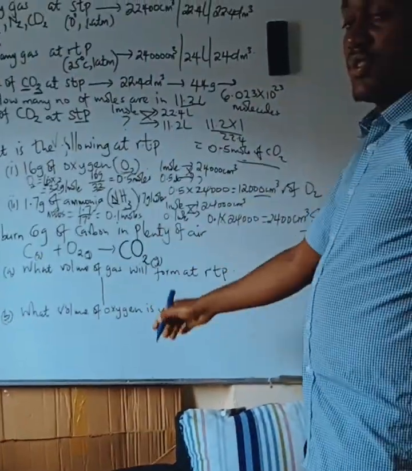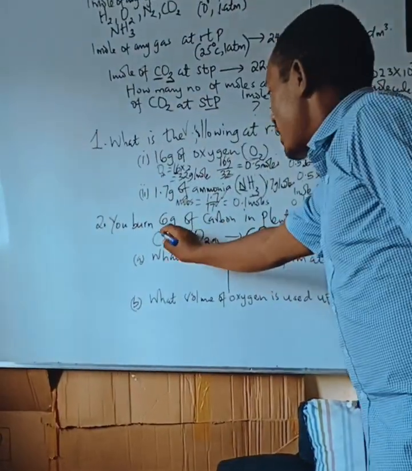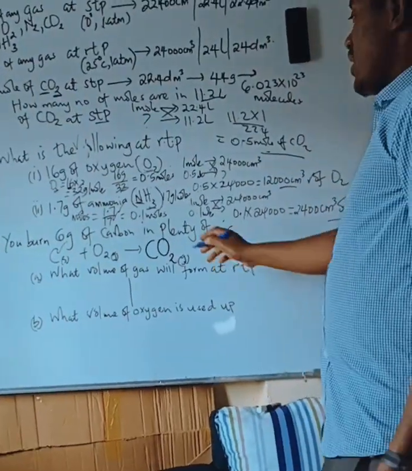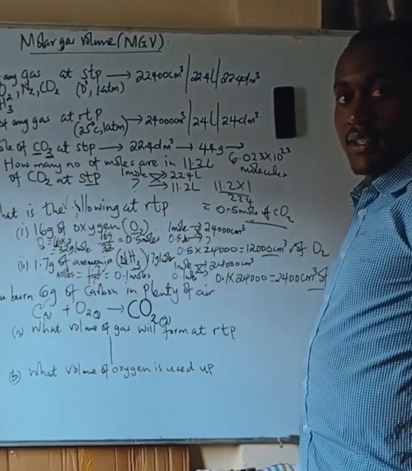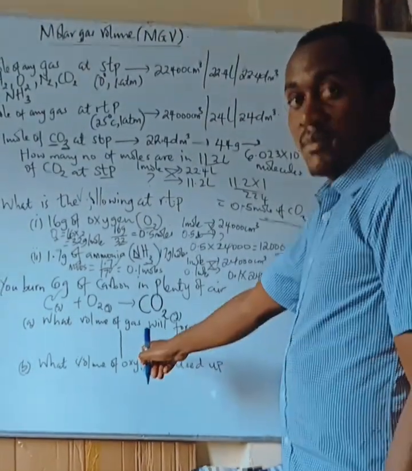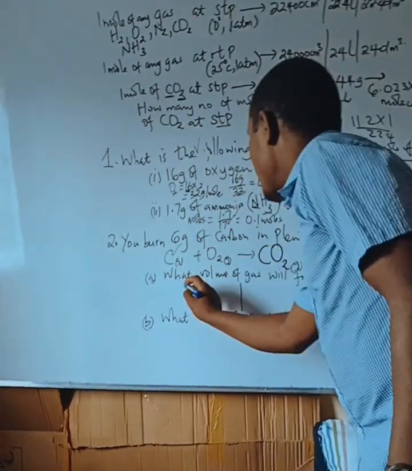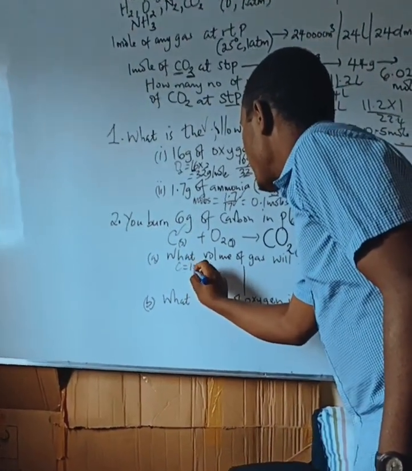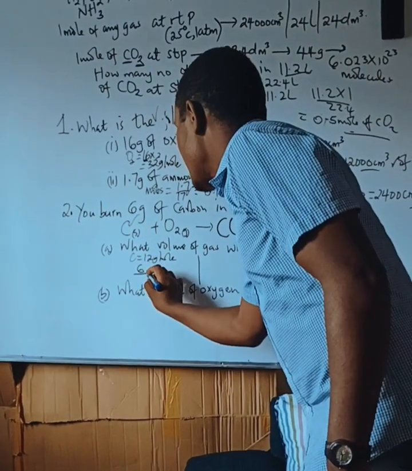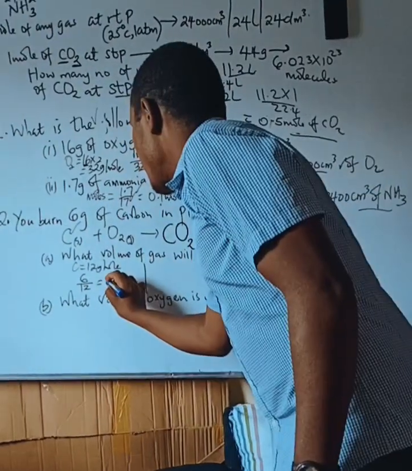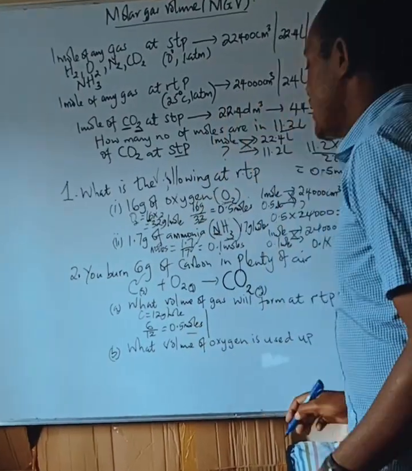The last question. You burn 6 grams of carbon. Carbon is like charcoal, in plenty of air. What volume of the gas will form at RTP? So you first calculate the number of moles of carbon. Carbon molar mass is 12 grams per mole. Finding moles of carbon will be 6, which is mass, divided by 12. The answer will be 0.5 moles, because it's half of the molar mass.